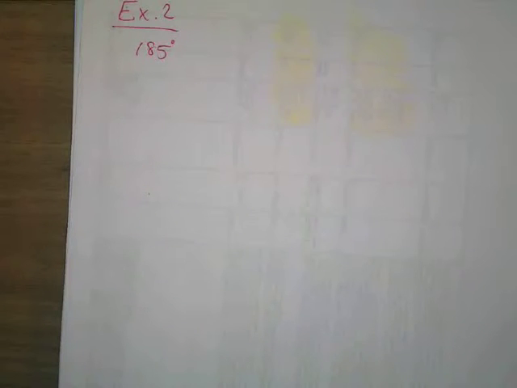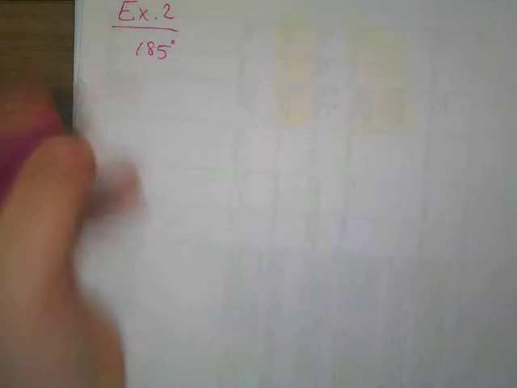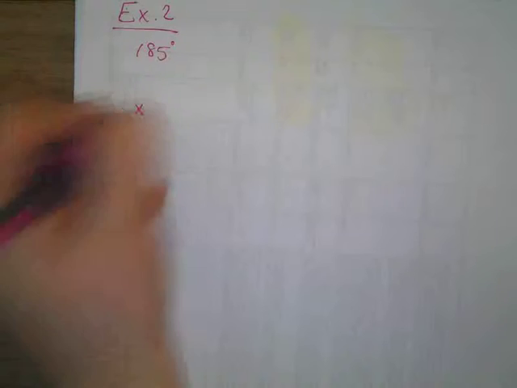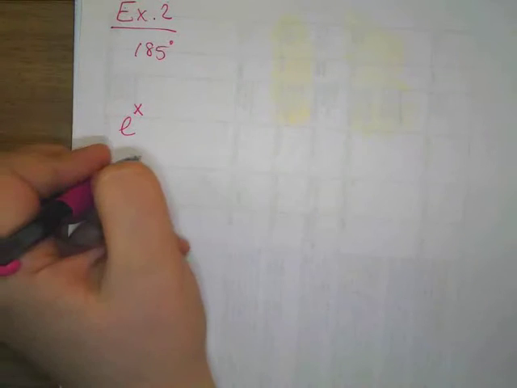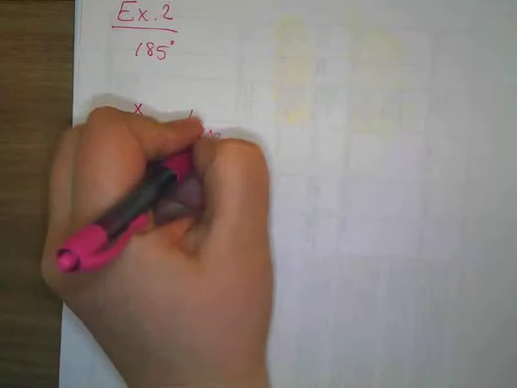So, these things naturally occur in nature. And there's one very special one, and it's e to the x. This is the exponential function, e to the x. We say that this has a base e.